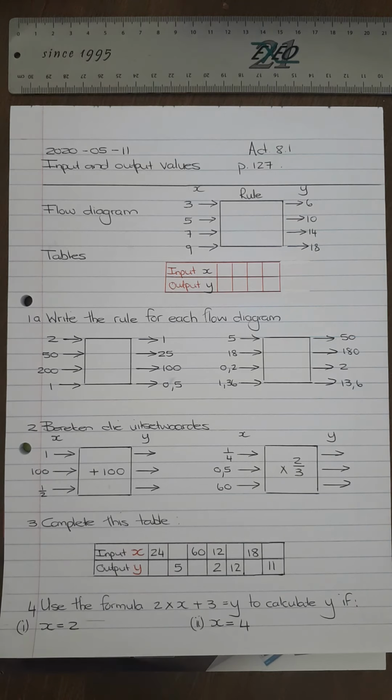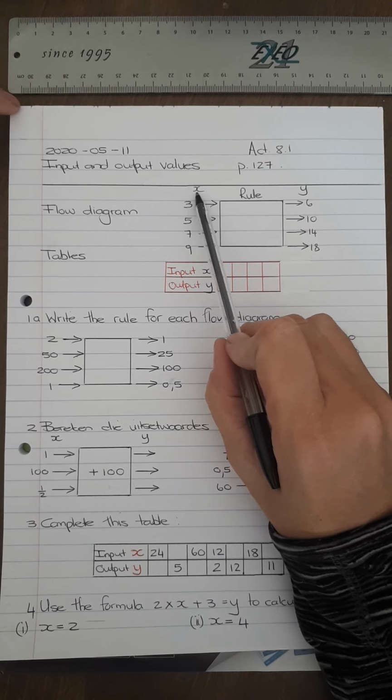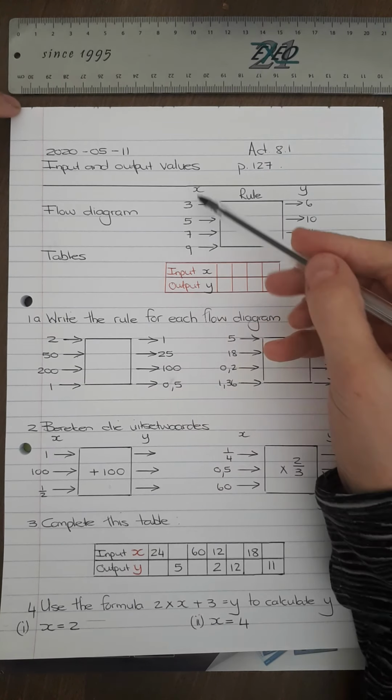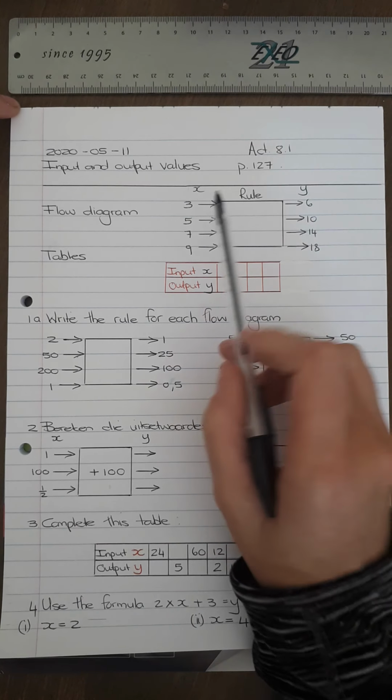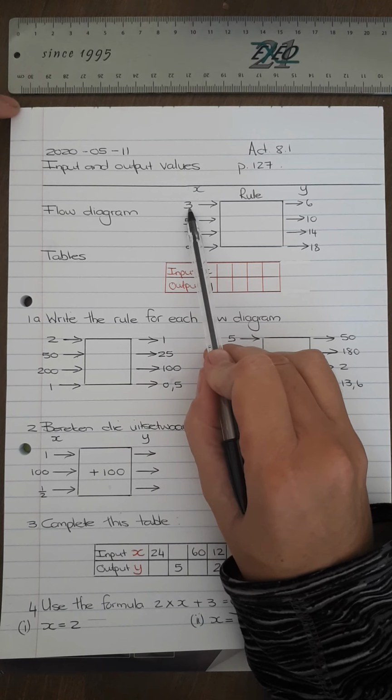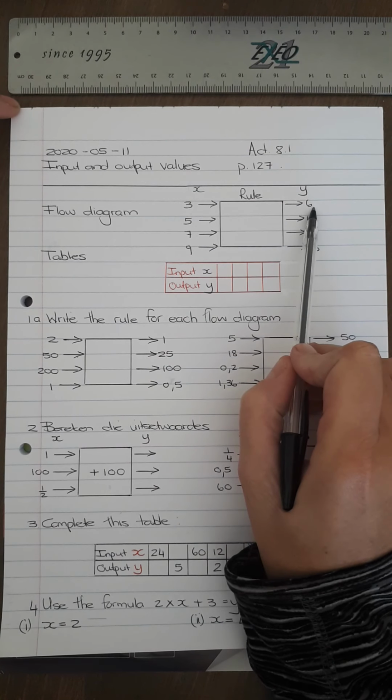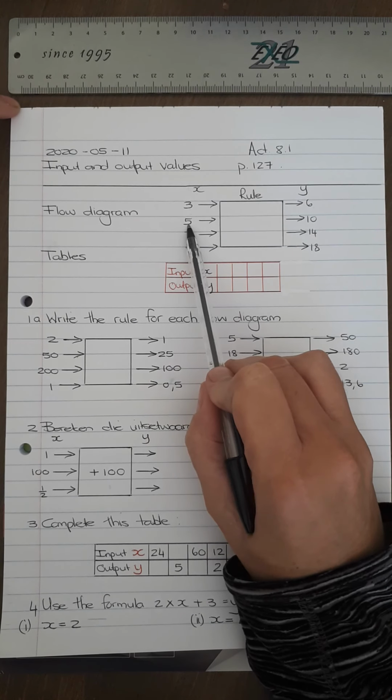Today we are talking about input and output values, activity 8.1, and we are busy with flow diagrams. We've done this before, spider sums. Here we've got the input. I'm calling all of these numbers the x values, and on this side we have the y values. How did I get from 3 to 6 and from 5 to 10?